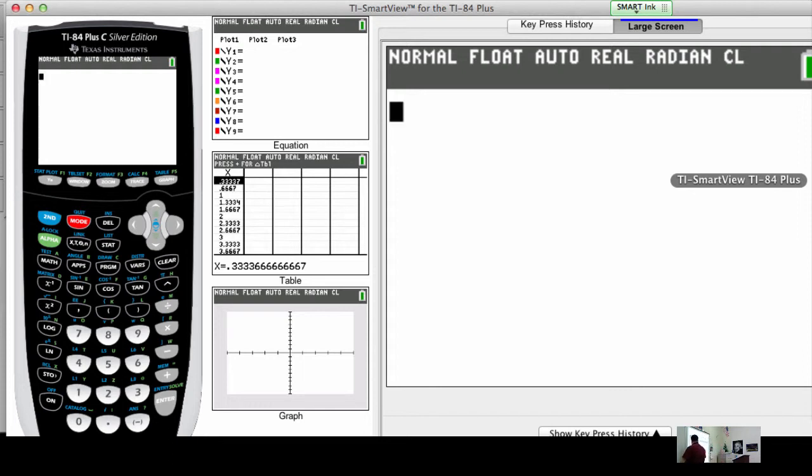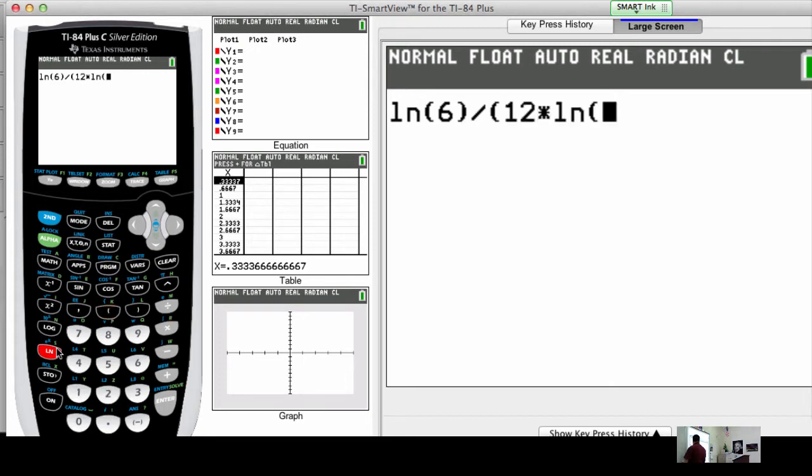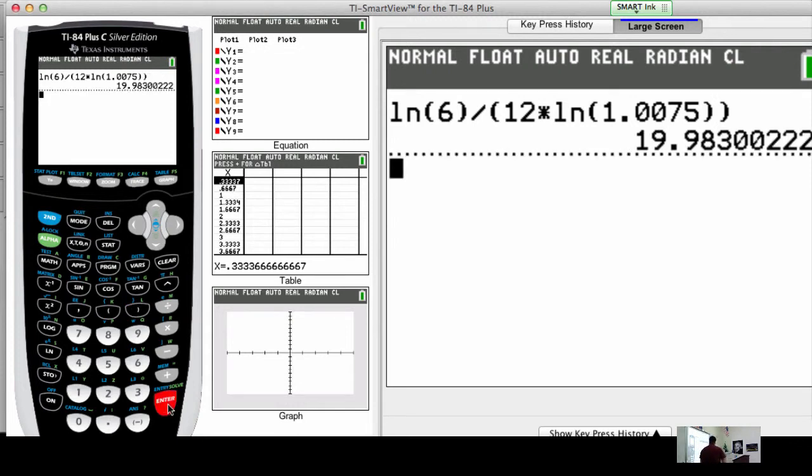All right? So what I'm going to do is plug that in my calculator. We said that the natural log of 6 divided by, start my parentheses, 12 times the natural log of 1.0075, close. See how I entered that in the calculator? When I do this, you guys should be doing it too. I'll give you a second. Go ahead, plug that in your calculators. That's how you get good at this sort of thing. And when I hit enter, I get 19.98.